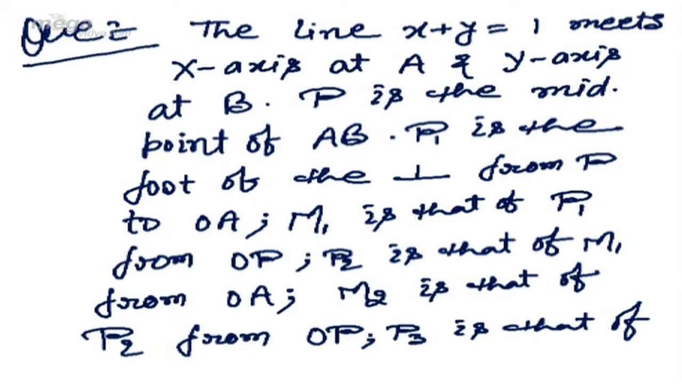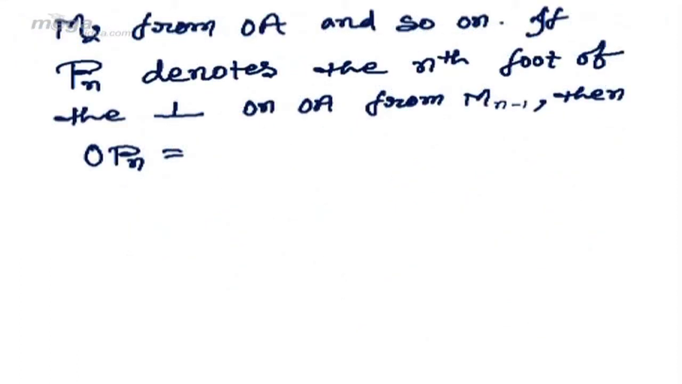So student, the question is: the line x plus y equal to 1 meets the x axis at A and the y axis at B. P is the midpoint of AB. P1 is the foot of the perpendicular from P to OA. M1 is that of P1 from OP, meaning M1 is the foot of the perpendicular drawn from P1 to the line segment OP. Proceeding the same way, P2 is that of M1 from OA, M2 is that of P2 from OP, P3 is that of M2 from OA, and so on.